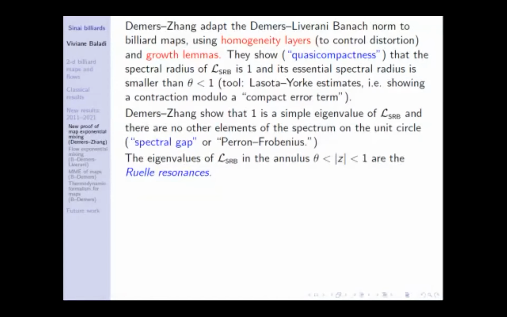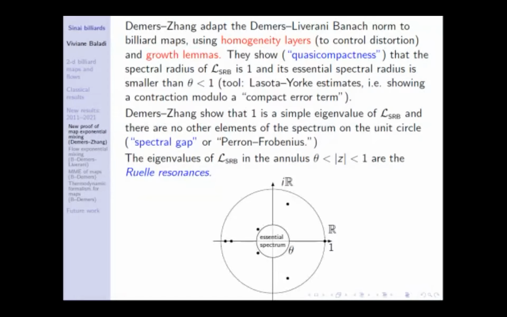And what they do show then is that you have a nice spectral picture for the operator on the Banach space. And maybe I should show the picture, yes. So you have what is called quasi-compactness. The main step is to show that the essential spectral radius is strictly smaller than the spectral radius, because this operator is bounded, but it's not compact. So the first thing you have to do is to show that the essential part of the spectrum is far away from the spectral radius.